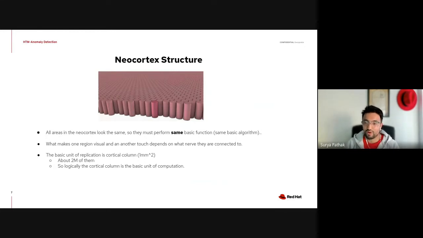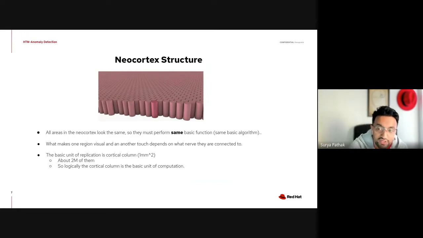So what makes one region visual and another touch depends upon what nerve they are connected to. I can correlate the nerve with the encoder machine that they are connected to. The basic unit of replication is the cortical column, which we can see in the picture. Each individual column is 1 millimeter square, and we have about 2 million of them. So logically, a cortical column is the basic unit of computation.